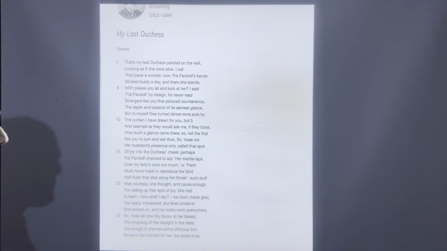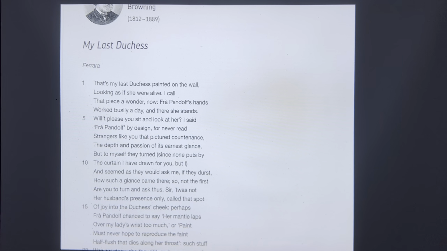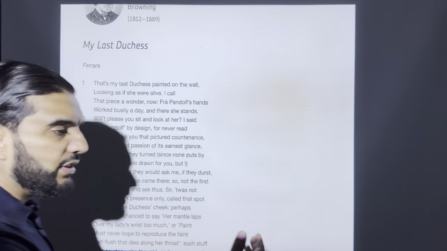And I promise you, it is written in English. Now, what is this poem about? Guys, the poem is essentially about the Duke. The Duke is looking to get married again. And the girl he is looking to get married to, a man from her house has come to see the Duke.